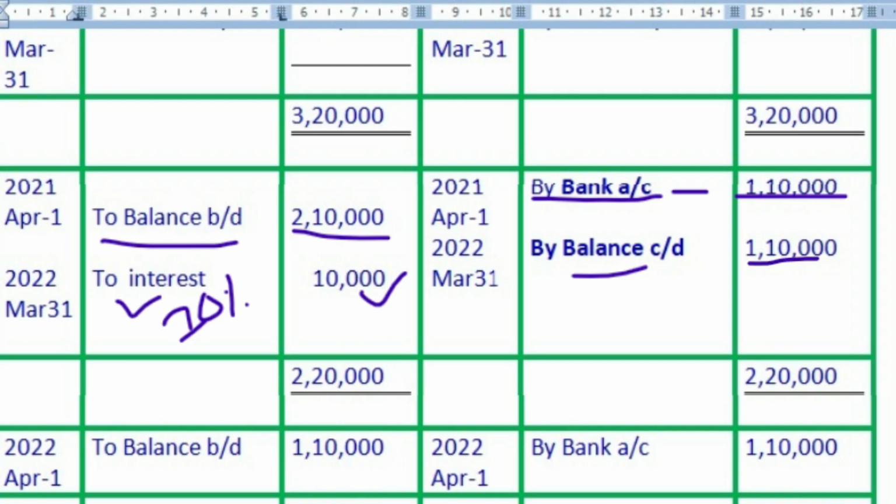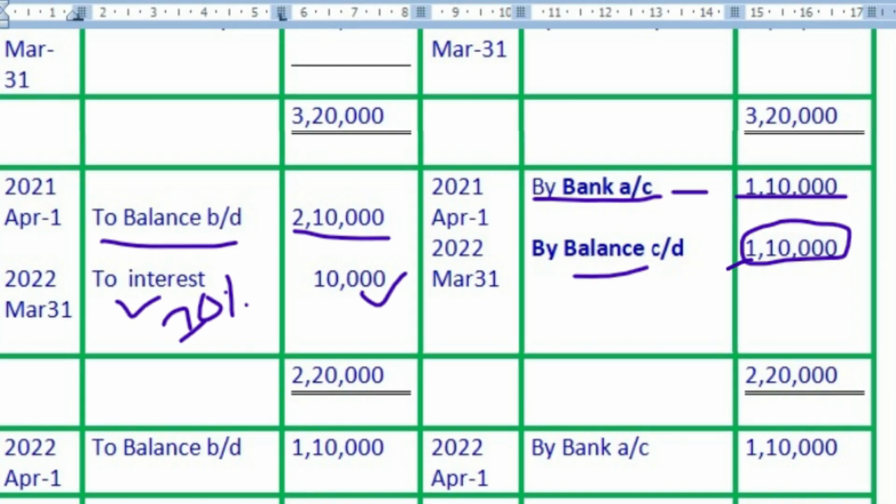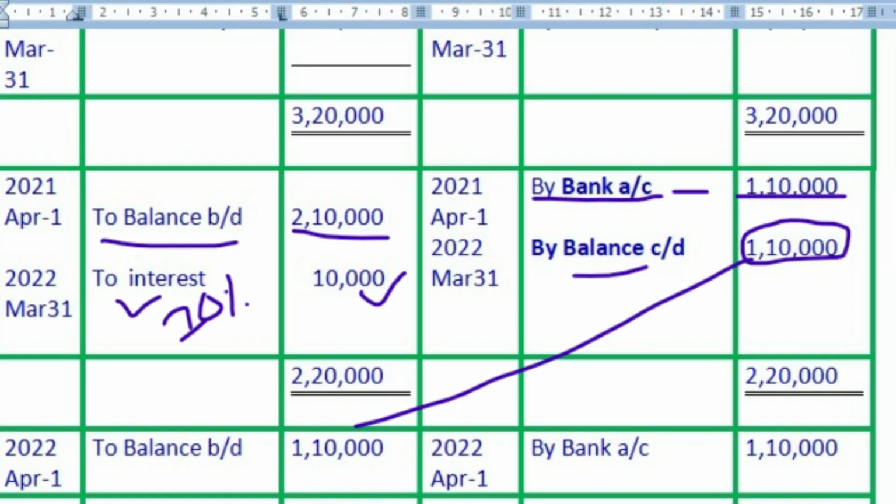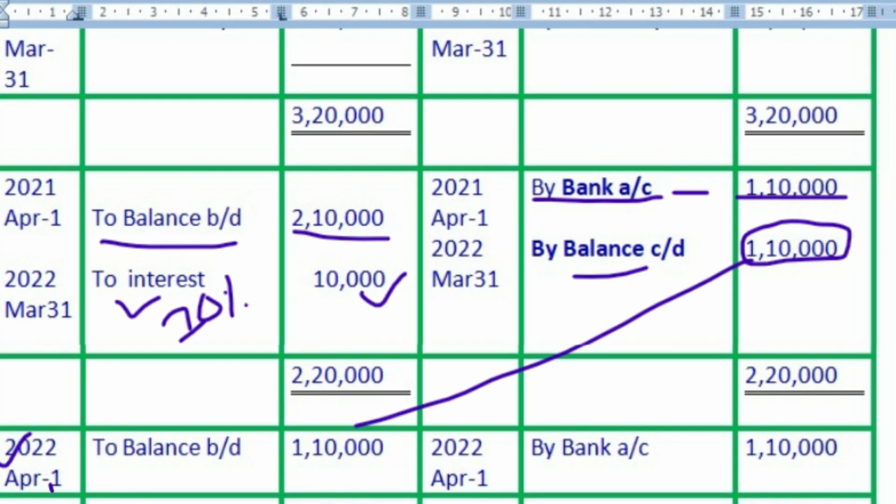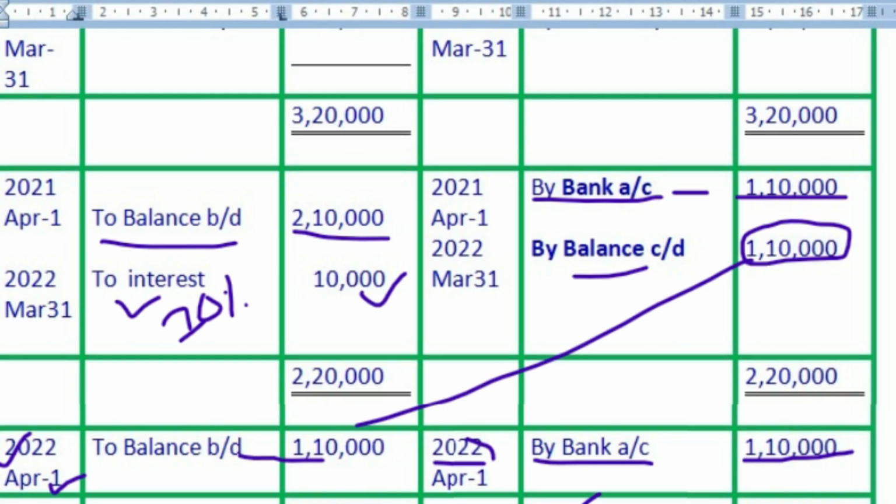Now this 1,10,000 is the last installment. This will be transferred to next year, 2022 April 1, and finally this amount is paid on April 1, 2022 by bank account, 1,10,000. So both side balances are equal, hence this account is closed.